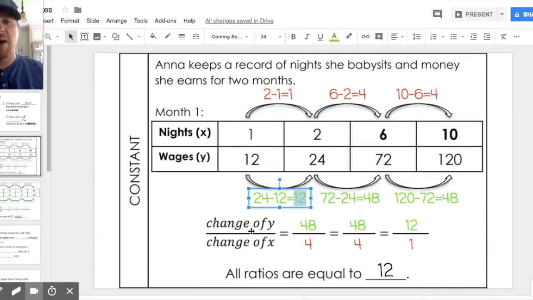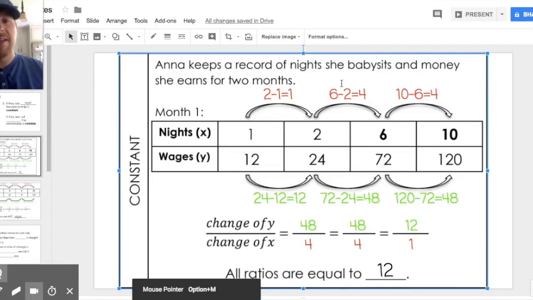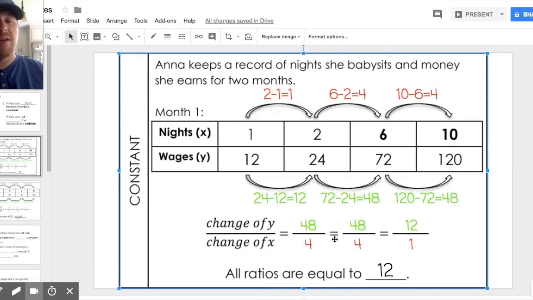So my change in y, I'm going to pick the first one out here, was 48. And the change in x that goes with those points is 4. Same thing for the next one, 48 over 4, and then 12 over 1. So you'll notice all these ratios are equal to each other. 48 over 4 simplifies to 12 over 1. So they're all equal to 12. This is an example of a constant rate of change. It's always the same.